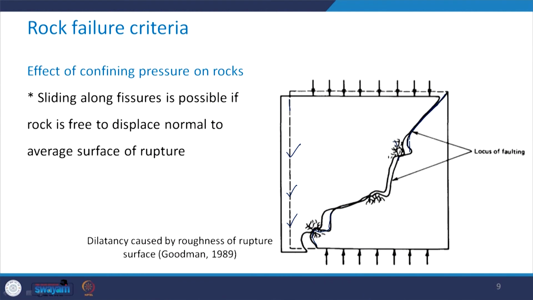You can see here that some branches have been shown like this. These are typically showing the cracks which are taking place in the direction normal to the average surface of rupture. Now, under confinement, what will happen? The normal displacement which is required to move along such a jagged rupture path will require additional energy input. If this specimen has no confinement, it will be easy for the rock to displace along that average rupture surface. But when you have the presence of the confining pressure, because of that confining pressure, it has to exert more energy to displace along that jagged rupture path or surface.